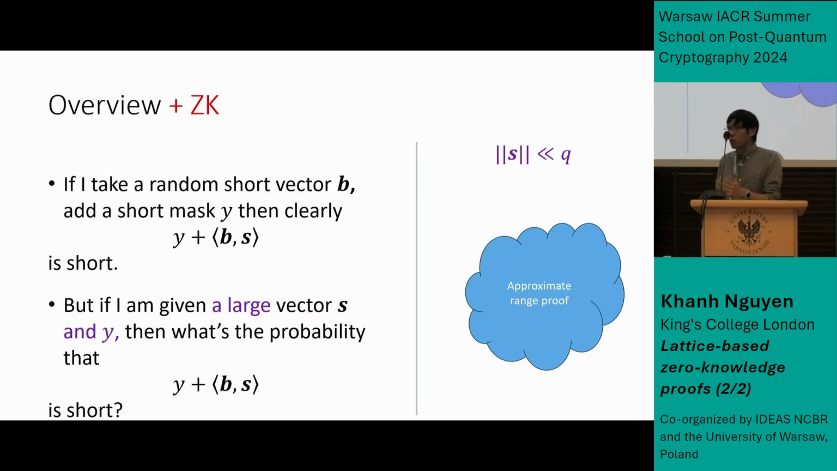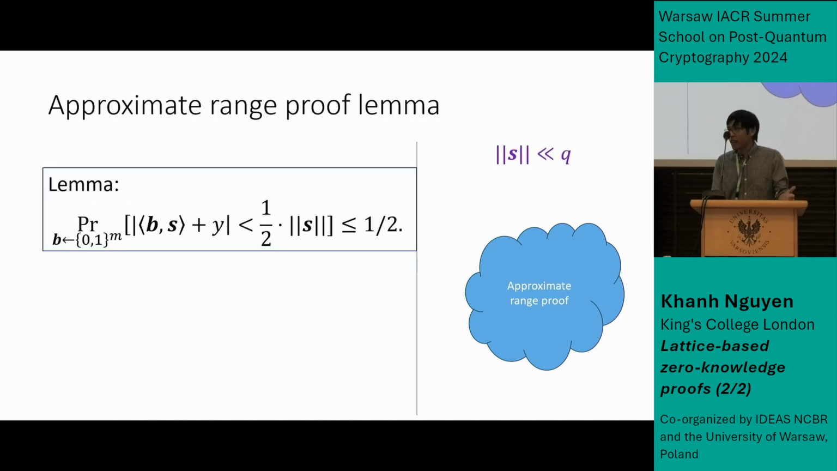And now if I even want to consider zero knowledge and want to somehow mask the inner product of B and S, because who knows, the inner product of B and S could reveal some information about S. So if I take a short mask Y, then obviously Y plus the inner product of B and S is short if S is short, right? But going back to the same question as before, if I have a large vector S and I want to cheat in some way, what's the probability that Y plus the inner product of B and S is short? To answer this question, we will focus on the following lemma.